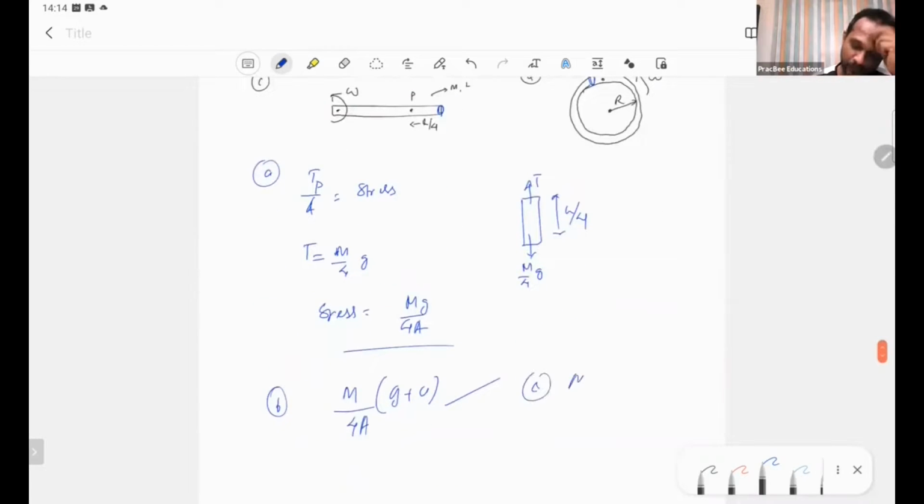चलिए बताइए m w square, m omega square, हाँ, omega square into 3 into 3 L/4 over A.